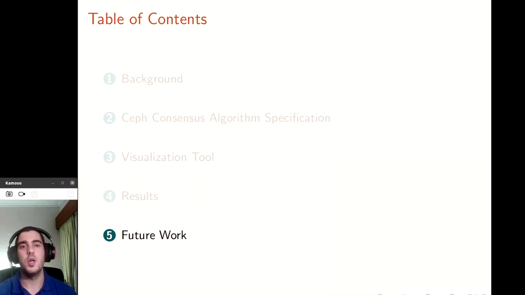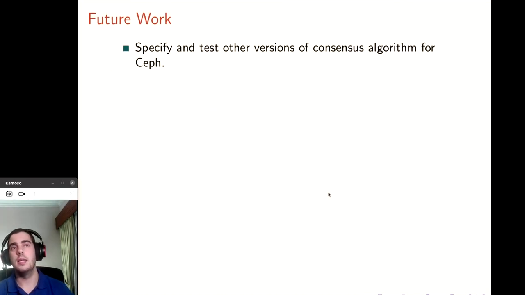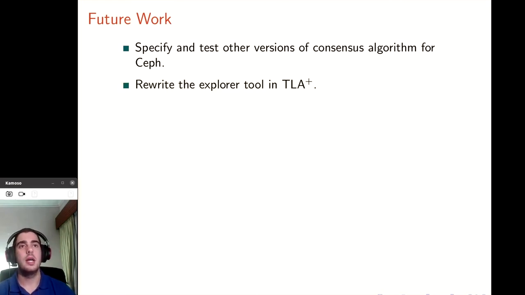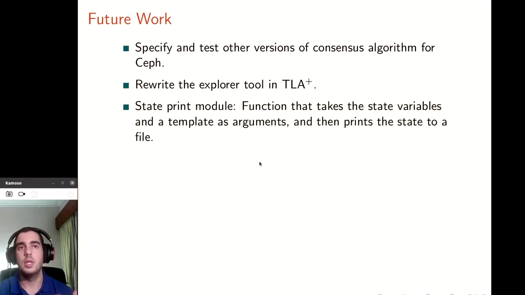To finish the presentation, I'll now present some future work ideas. First, the idea to specify and test other versions of the consensus algorithm using as a base the specification that was developed. I also have the idea of rewriting the Explorer tool in TLA+. To do that, I have some ideas. First, to create a state print model that takes, for example, the variables of the current state and a template file, which can be a template for HTML, fills the template with the variables and prints it out to a file with a name that you can give.